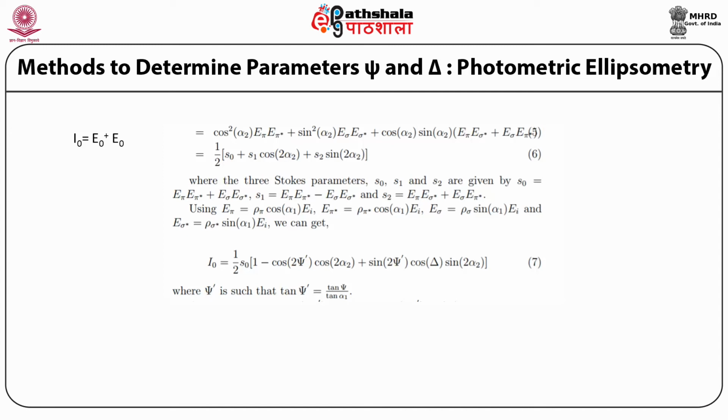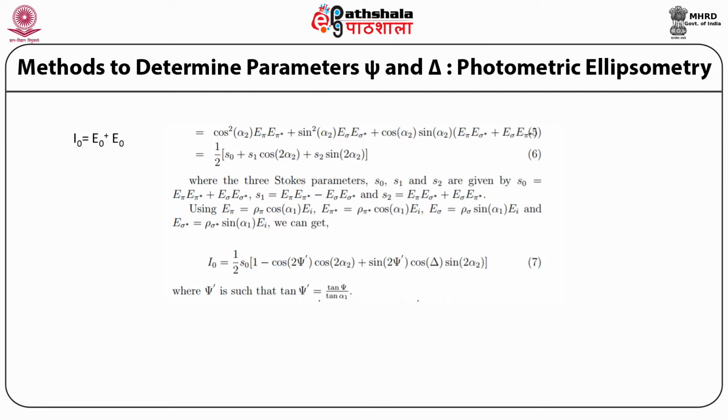where the three Stokes parameters S0, S1 and S2 are given by S0 equals E pi into E pi star plus E sigma into E sigma star, S1 equals E pi into E pi star minus E sigma into E sigma star, and S2 equals E pi E sigma star plus E sigma into E pi star.